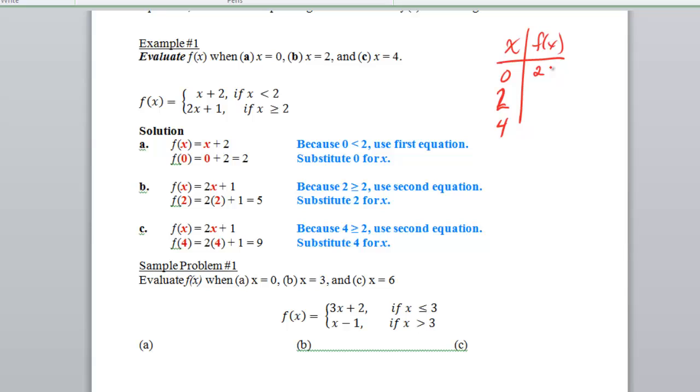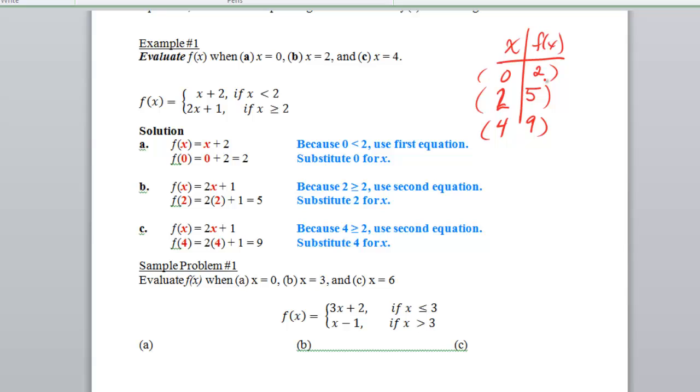Now if we go to B, x is equal to 2, we have to find the one where it makes a true statement. So if you say 2 is less than 2, that's not true, but 2 is greater than or equal to 2 makes that a true statement. So we're actually going to use the second piece of this function for part B. And so we plug 2 into 2x plus 1, and you can see we get a result of 5. And then lastly we have 4. 4 is also greater than 2. And so we're going to use that second piece again, and we end up with a value of 9. And so basically what we've created are 3 points that are on this graph.